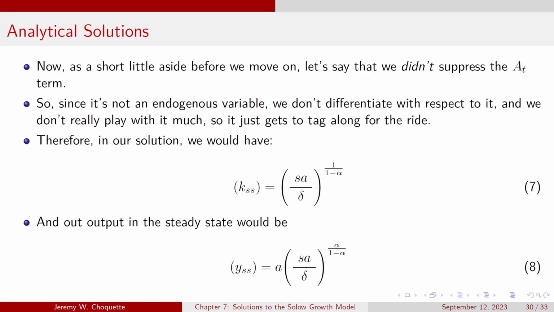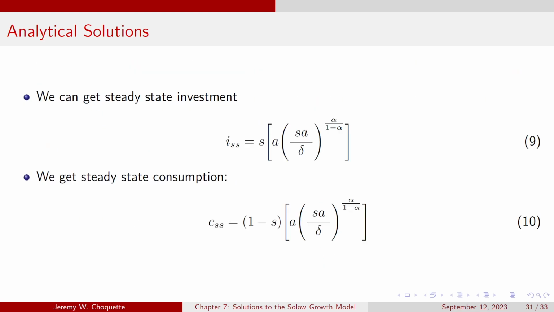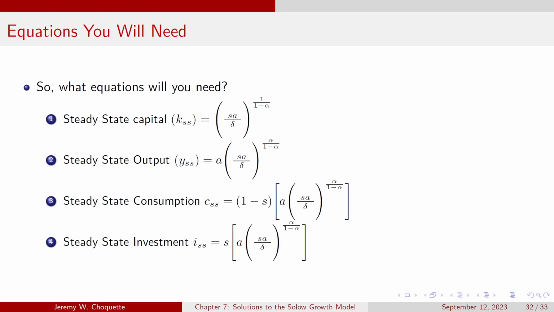Now, when you need to learn these equations and play with them a little bit, equations 7 and 8 are going to be the ones that you're going to be dealing with. In that form, that's what you're going to want to play with. So from there, I can get steady state investment, which is just s times steady state output, because s is just the constant fraction that we're saving. Investment is equal to how much we're saving. So investment is s times output. Steady state consumption is 1 minus s times output.